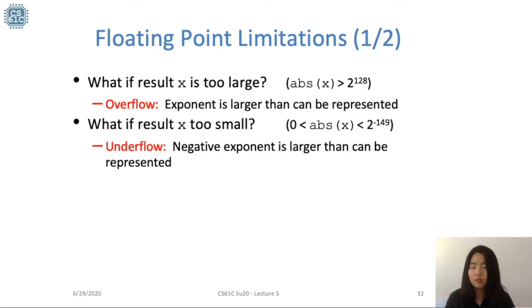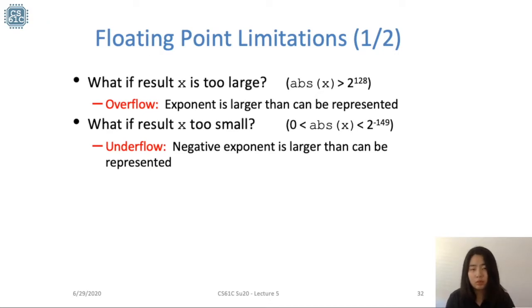Floating point can also have some limitations. The first limitations are very common among all kinds of number representations: overflow and underflow. Overflow happens when the result of an operation is too large to be represented, or the exponent is too large to be represented. Underflow happens when the negative exponent is larger than can be represented, or the result is even smaller than the smallest denormalized floating point.